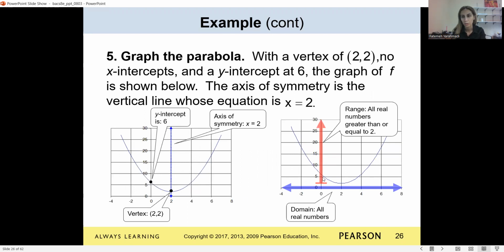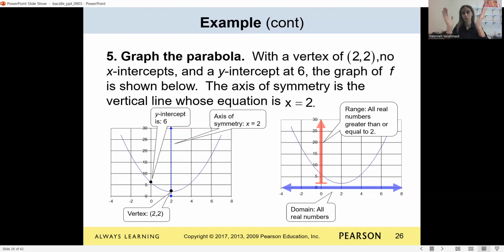When it comes to domain, you're looking at the reflection of the graph on the x-axis. So if you take this graph and bend it onto the x-axis, you're going to have the domain. That's why it's shaded with blue from left to right. So if I take this object and flatten it on the x-axis, then you have the domain. As you can see, it starts from negative infinity to positive infinity.